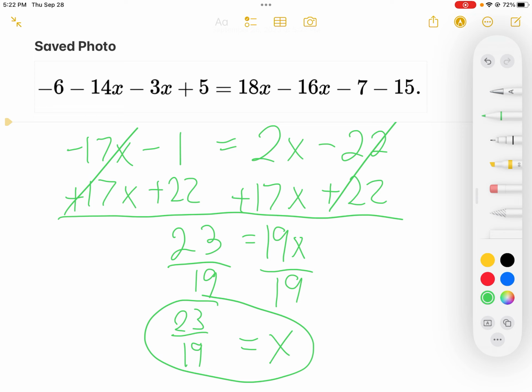23 divided by 19 is not a very clean looking decimal, and if you express it as a decimal, you're going to have to round it, and if you round it, it's not going to be the same answer. So leave it as a fraction.